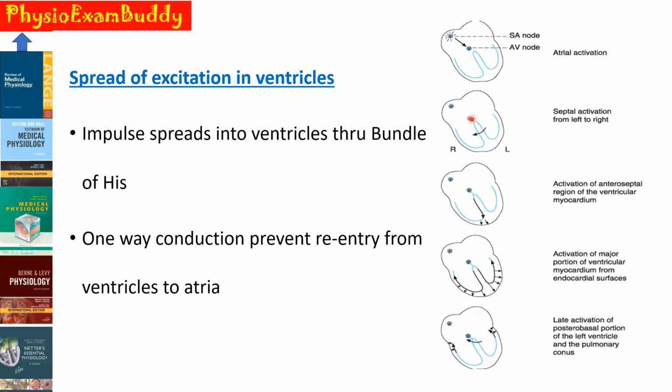Now, after the delay in conduction through the AV node, the impulse from the SA node reaches the ventricles, and the cardiac impulse spreads into the ventricles through the bundle of His. One-way conduction through the bundle of His prevents the re-entry of the cardiac impulse by this route from the ventricles back to the atria. The impulse first reaches the left side of the interventricular septum. Then it moves to the right across the mid portion of the interventricular septum.